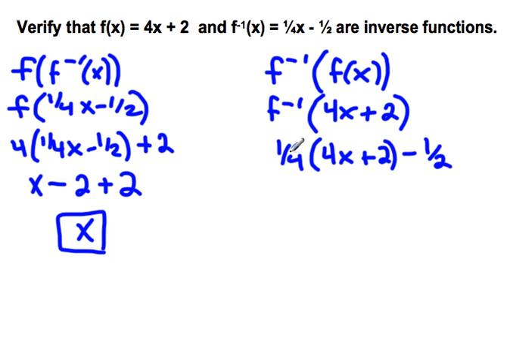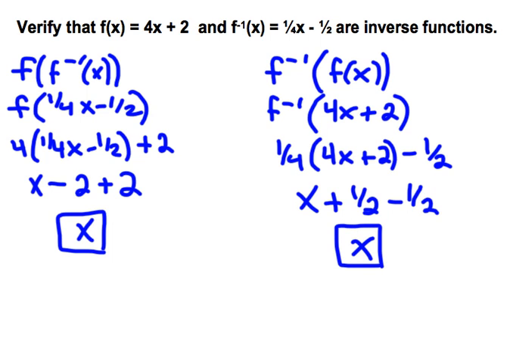Now again, show the steps. Distributive property, that's going to give us 1x plus 1/4 times 2 is 1/2. 2/4 is 1/2. Bring down the minus 1/2, and again, now those two cancel out each other, and you get x for an answer. And like I said before, you will always get x for both answers. Notice it says to verify that they are. That means that they are inverses. You're doing the proof that they're inverses.